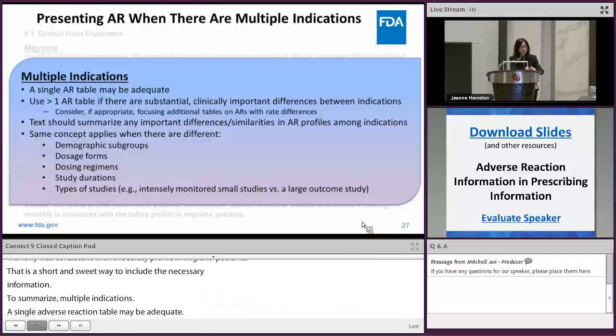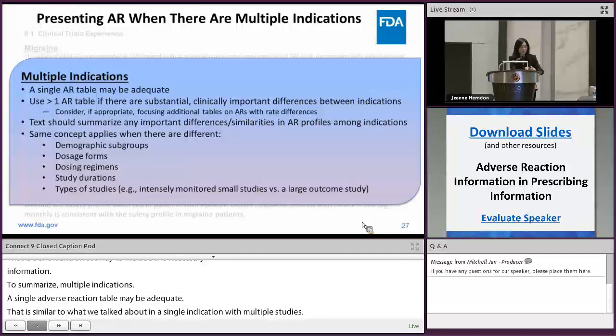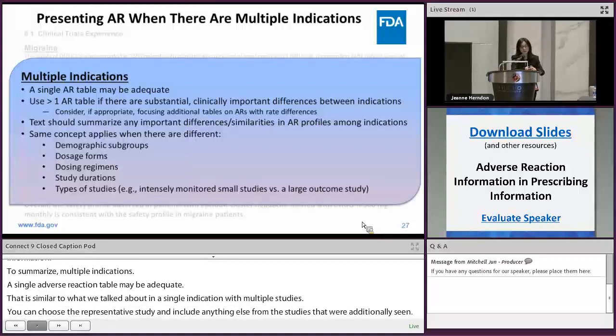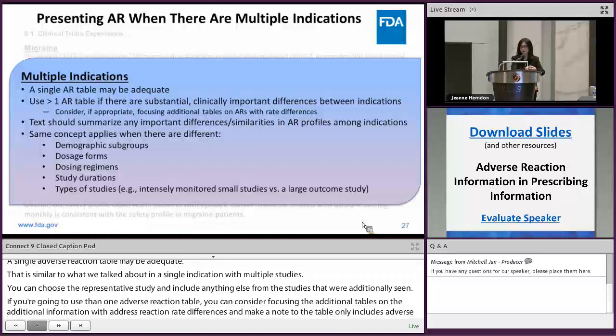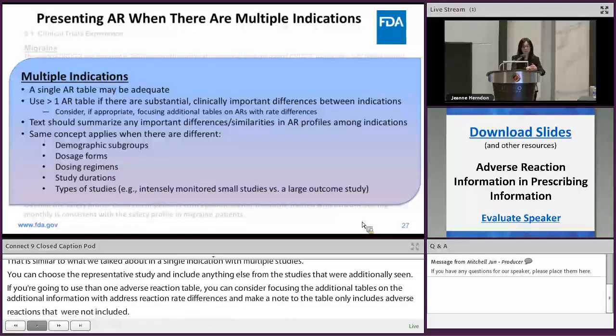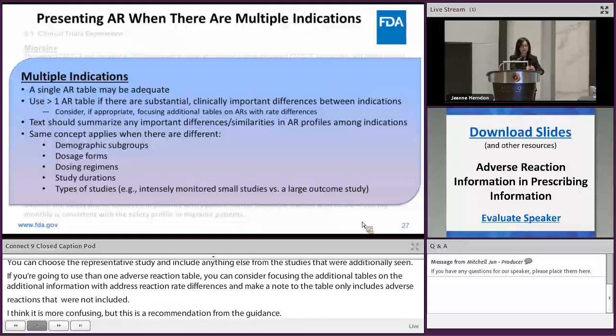If you're going to use more than one adverse reaction table, you can consider focusing the additional tables on the additional information with adverse reaction rate differences, and then make a note that this table only includes adverse reactions that were not included. I think that's a little bit more confusing, but this is a recommendation from the guidance. Typically, we don't really see that because I think it's helpful to include it in context. If you take it out from where it belongs with the rest of the adverse reactions, it may be hard to follow. But again, these are considerations.